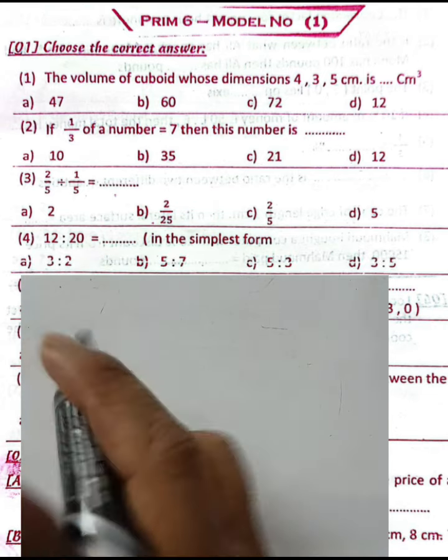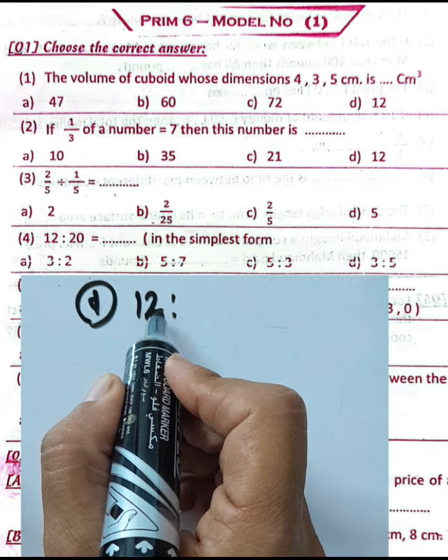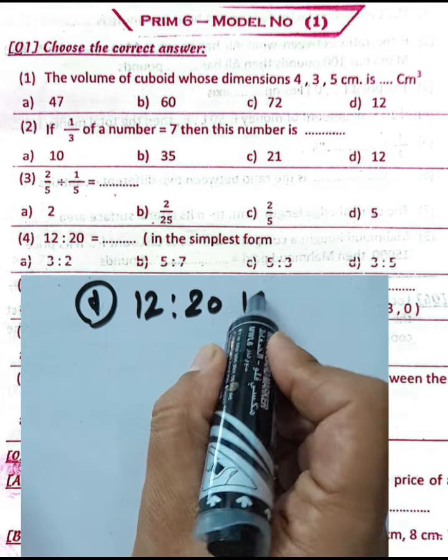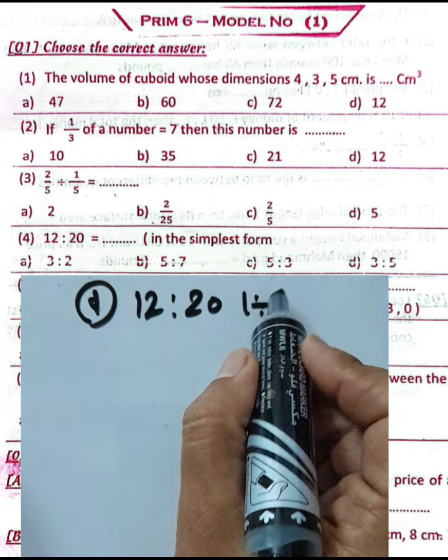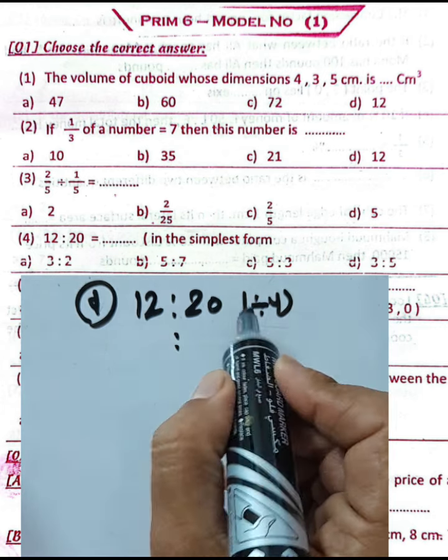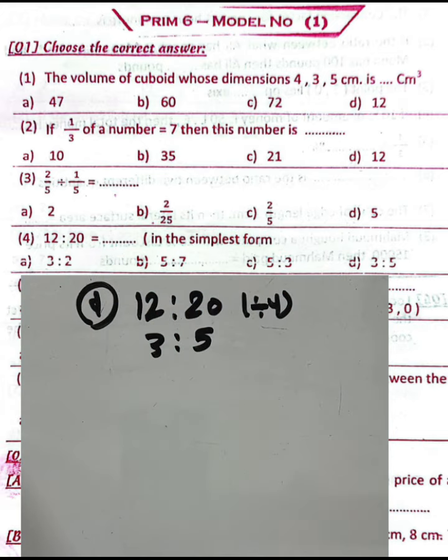Question number 4. Find the simplest ratio between 12 and 20. We can divide by the highest common factor between them, which is 4. 12 divided by 4 equals 3 and 20 divided by 4 equals 5. Then the ratio in simplest form is 3 to 5.